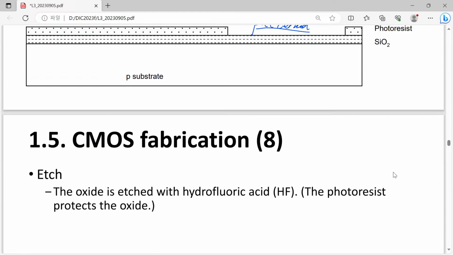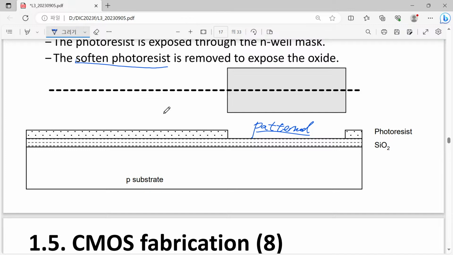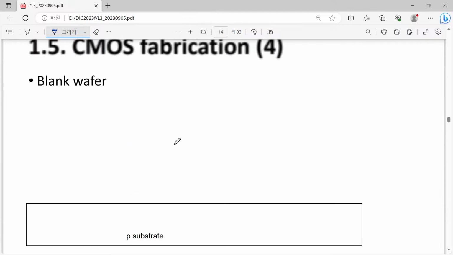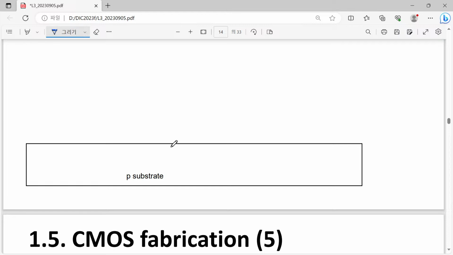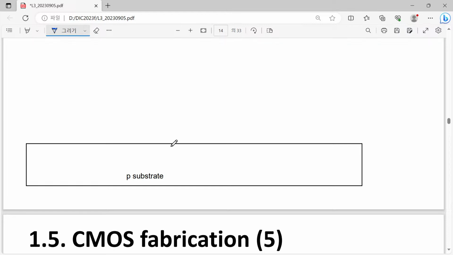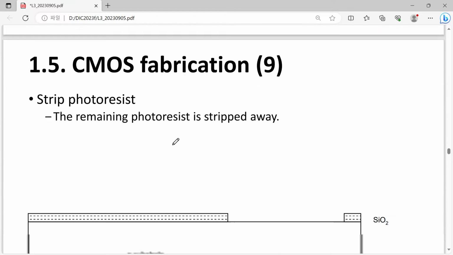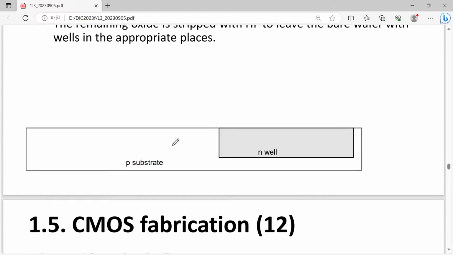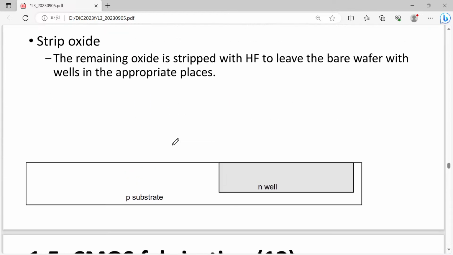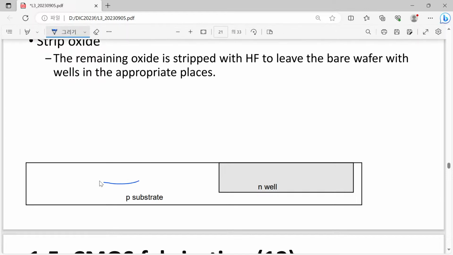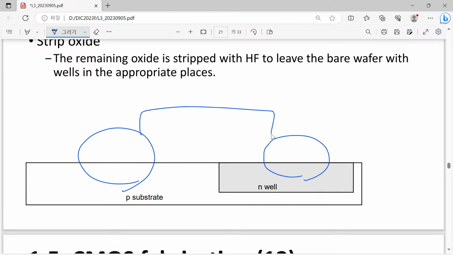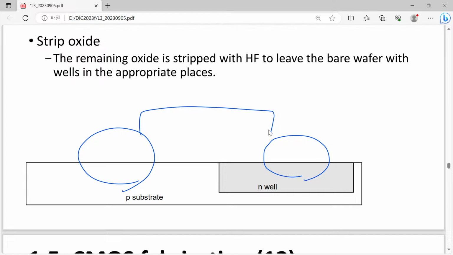Oh, sorry. Let me just quickly go through. Compare with our blank wafer. Starting from this p-type substrate, through various steps, now we have the wafer where n-wells are selectively formulated. Wow. Then the later step will be, okay, I will make an NMOSFET here, I will make a PMOSFET here, and later they will be connected to each other.